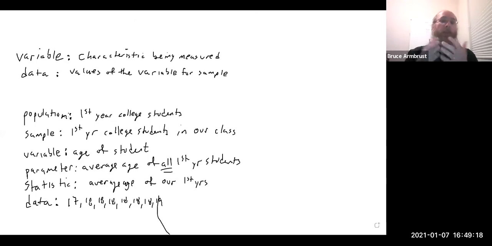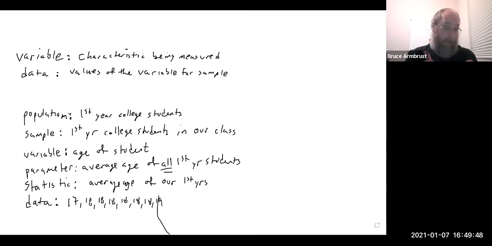All right. So in terms of statistic or parameter, again, we can't really define parameter because we didn't talk about what our population was, but the statistic would be the favorite color of the people in this class, right? So data does not have to be a set of numbers. Your data can be anything.